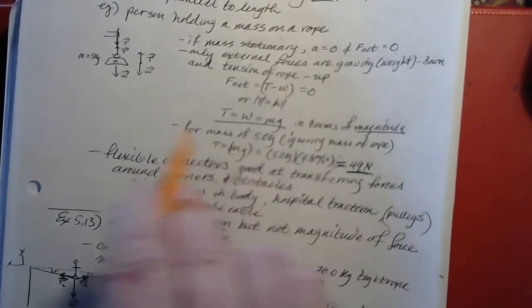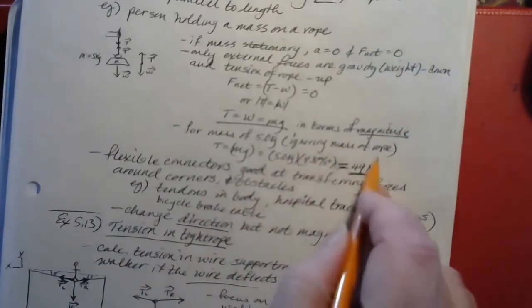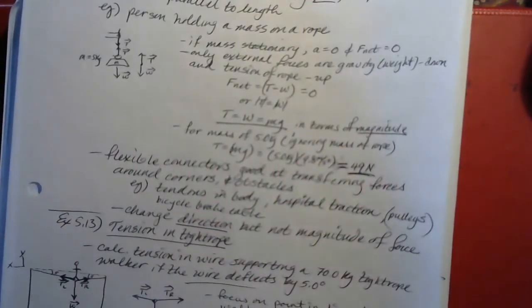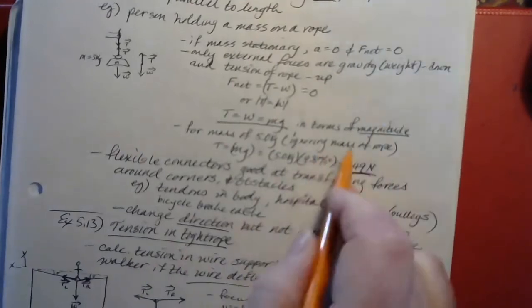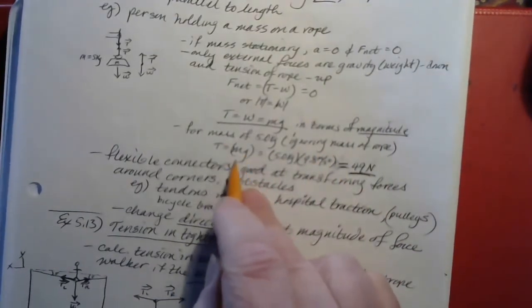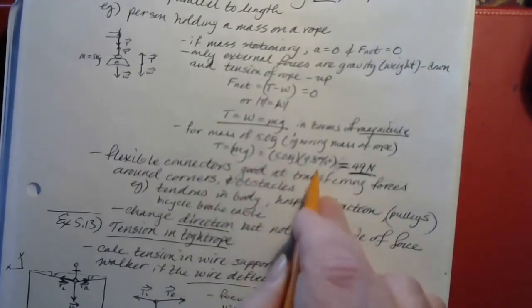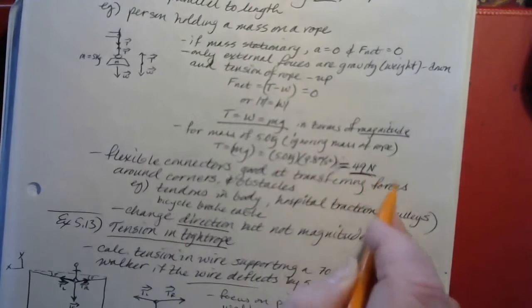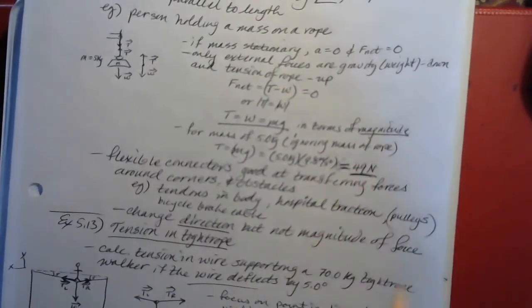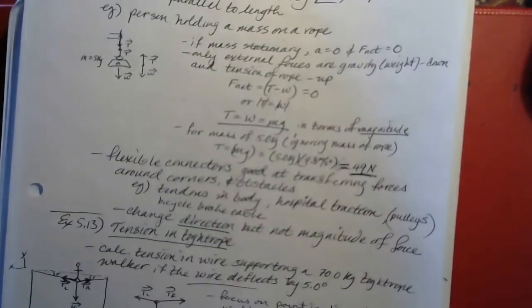For the mass of 5 kilograms specified in the example, if you're also ignoring the mass of the rope, which is sometimes realistic and sometimes not, in this case tension would be equal to the weight, which is equal to mg, which is 5 kilograms times 9.8 meters per second squared, or 49 newtons. That is not only the weight pulling downward, it's the tension in the rope pulling upwards.